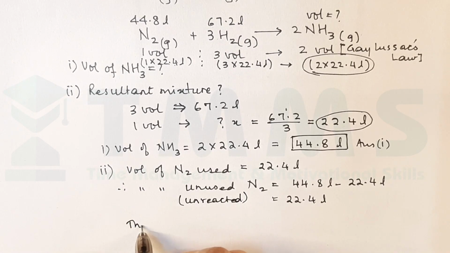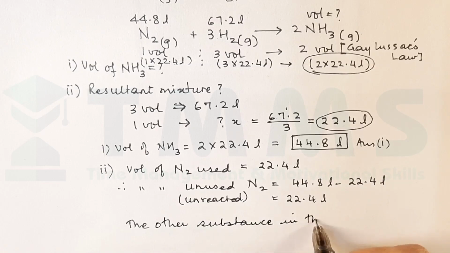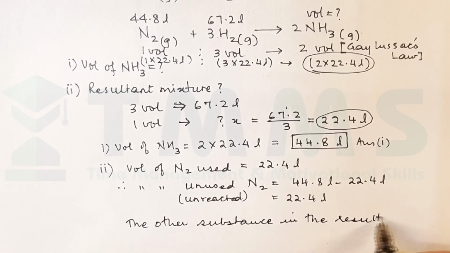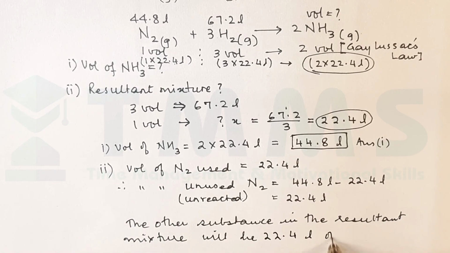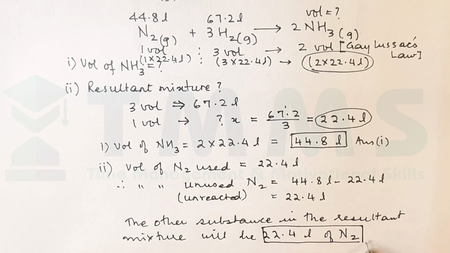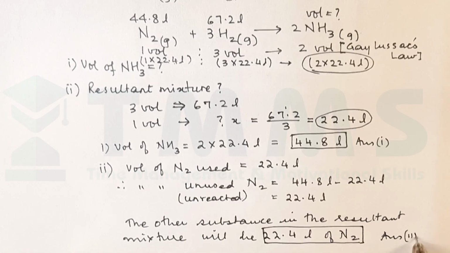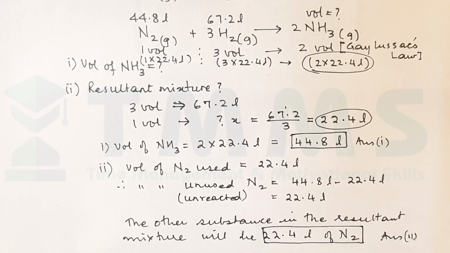And so the other substance in the resulting mixture will be 22.4 liters of nitrogen. So apart from ammonia, how much is the ammonia? The ammonia was 44.8 liters. And now apart from that, we will have the unreacted nitrogen also, and that is our answer.